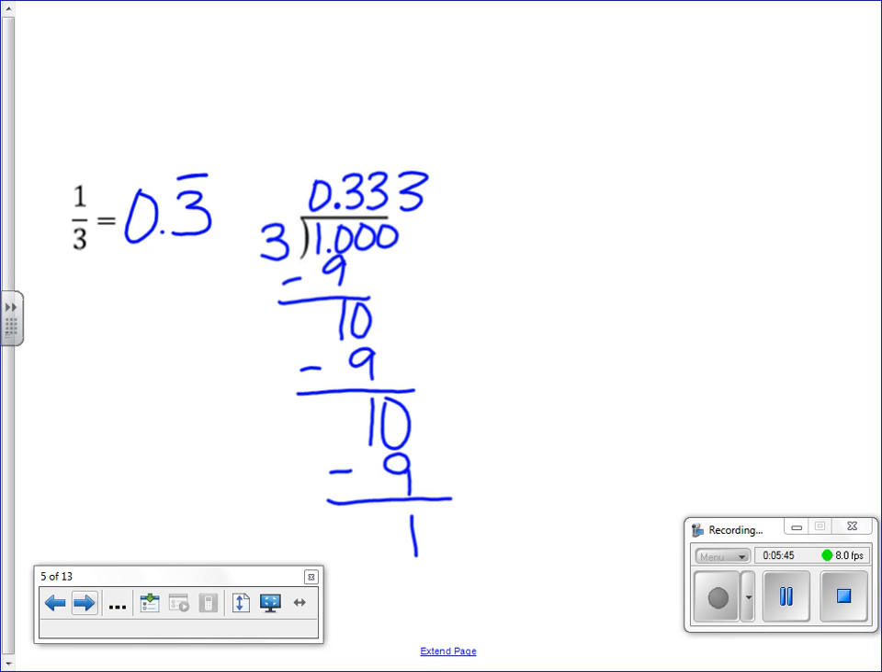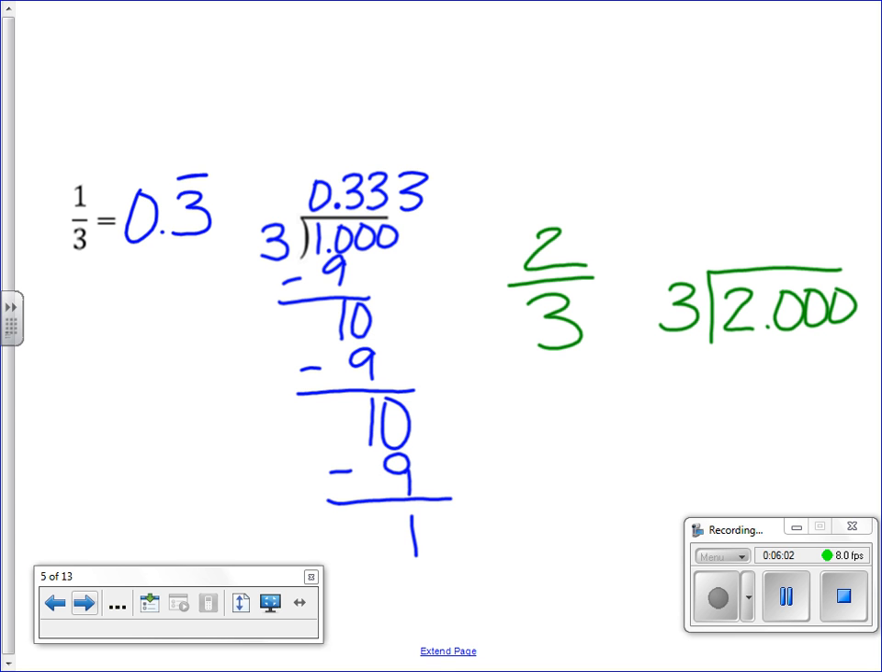Another fraction that we're going to use quite often that we have the same situation is when we do 2/3, okay? So go ahead and make a note in your notebook that 2/3 is going to give you the same situation. Let's go ahead and take a look at what happens with that.